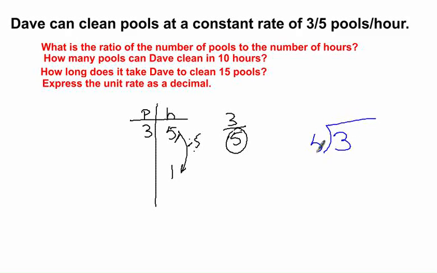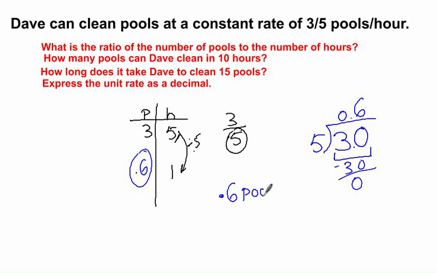3 divided by 5. 5 goes into 3 0 times, so it's a number smaller than 1. So we're going to add a decimal. 5 goes into 30 6 times, and there's 0 remaining. So the rate can be expressed as 0.6 pools per hour. So altogether, not so challenging. I think you'll be comfortable working with this as long as you remember fractions are ratios. Ratios are fractions, as well as everything else.